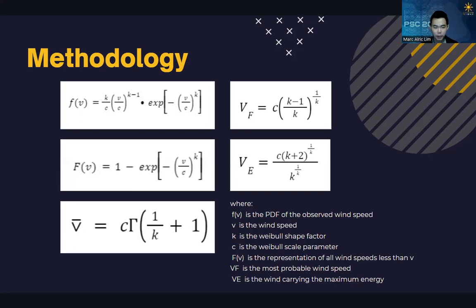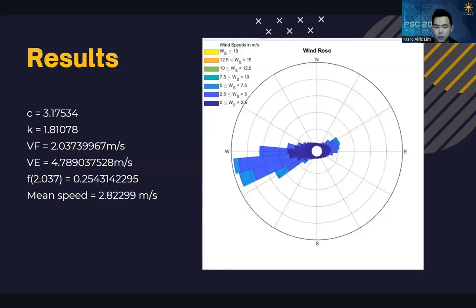Using those two parameters, I'll be able to then determine the probability density function, the cumulative distribution function, the mean wind speed, the most probable wind speed, and the wind carrying the maximum energy using the formula presented. With that, here are my initial results.